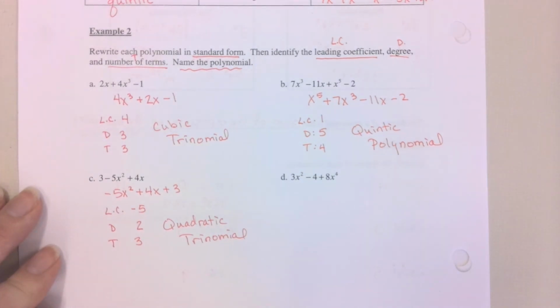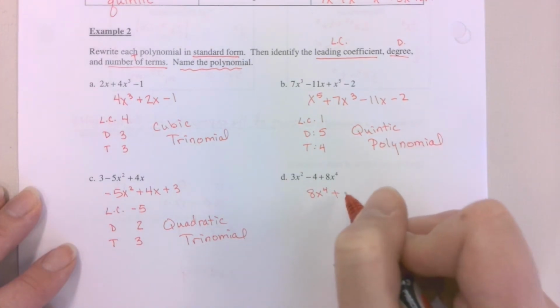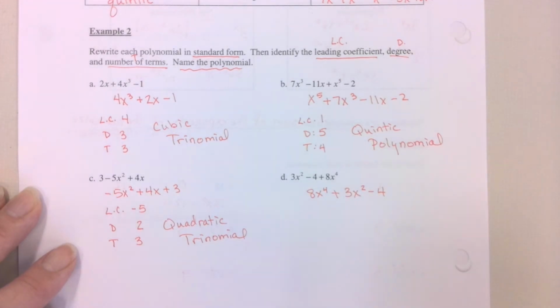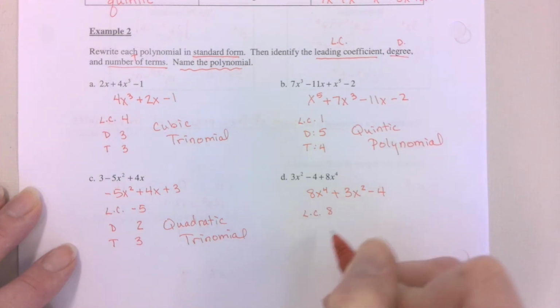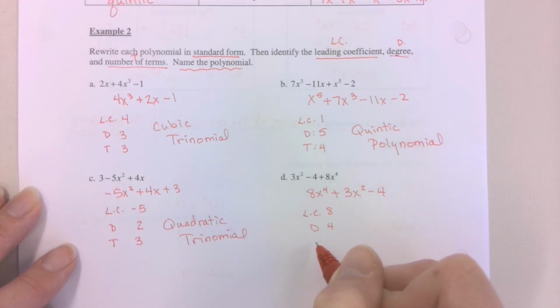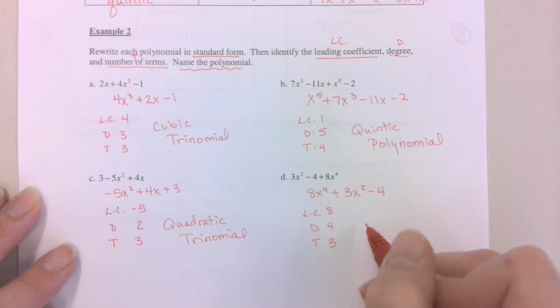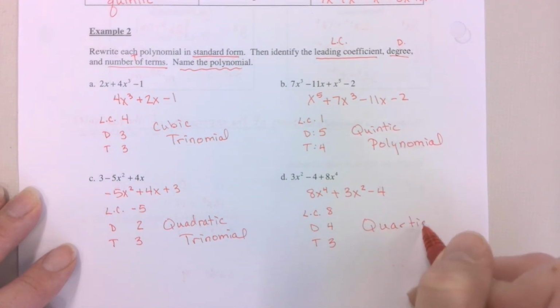All right, last one, same thing. I want to scan through the problem. The highest degree is 4, so 8x to the 4th, a positive 3x squared, and a negative 4. Once I look at that, I determine the leading coefficient is 8, the degree is 4, and the number of terms, 3. So by degree of 4, I name it a quartic. 3 terms would be a trinomial.